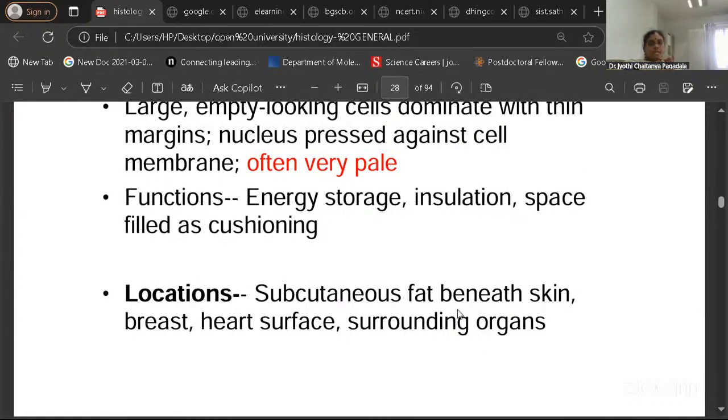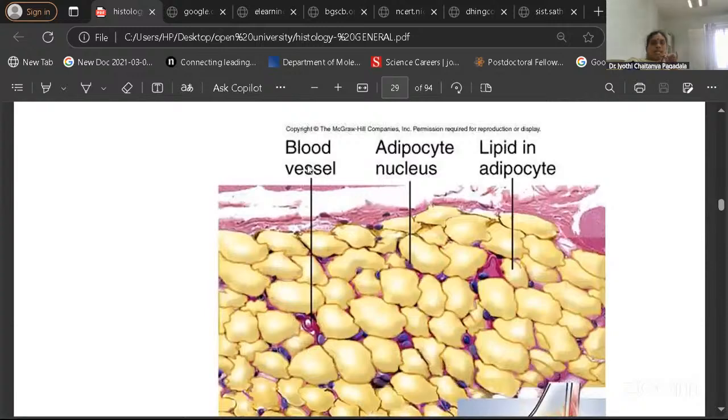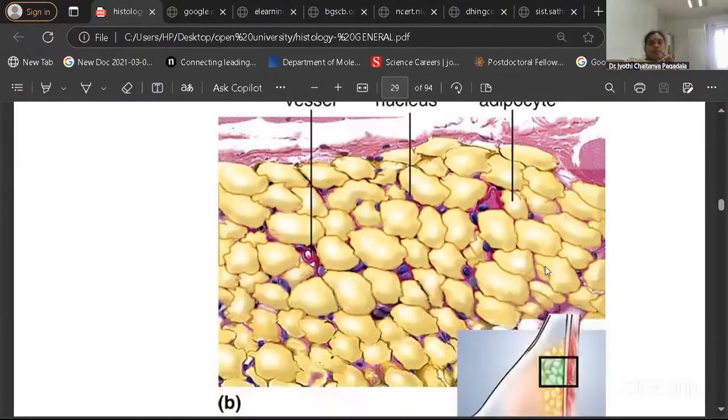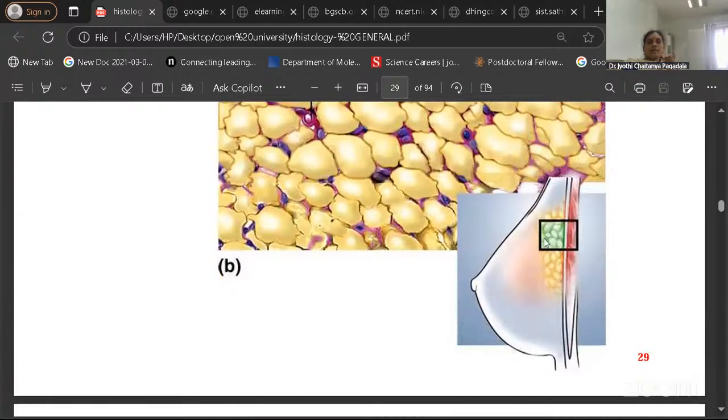Locations: subcutaneous fat, beneath the skin, in the breast. Under the skin, in the breast, we can see the presence of adipose tissue, and on the heart surface and surrounding organs. Here you can see the blood vessels and the adipose tissue in between the cells, and the lipid in the adipose tissue, adipocytes. Here we have taken the example of breast.